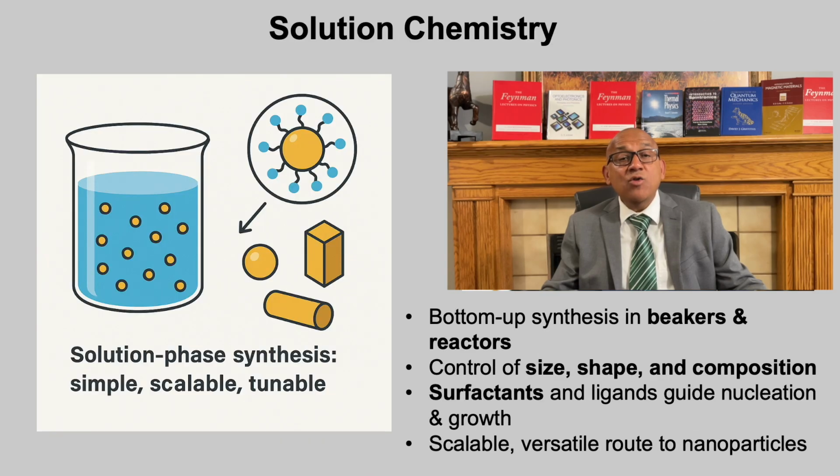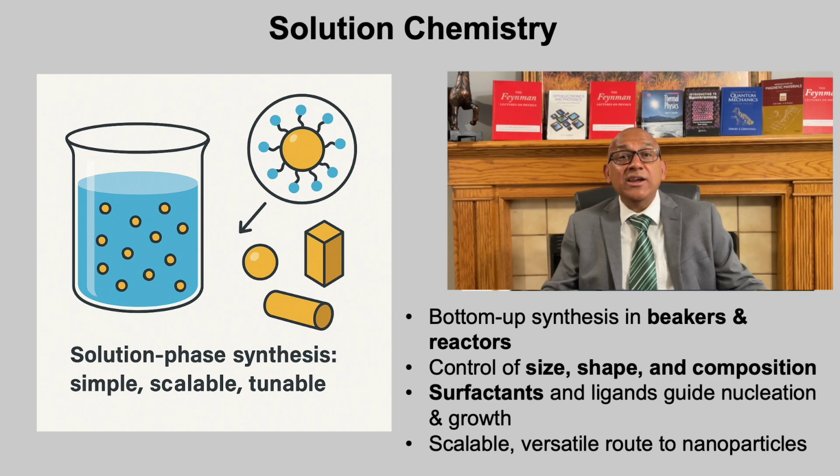Self-assembly shows us how molecules and particles naturally organize, but we can go further using chemical synthesis in solution to deliberately control particle size, shape, and composition. One of the most widely used approaches in bottom-up nanofabrication is solution chemistry. Nanoparticles can be synthesized in simple beakers or more controlled chemical reactors. The key advantage of solution phase methods is the ability to tune particle size, shape, and even composition by adjusting reaction conditions such as temperature, concentration, and solvent.